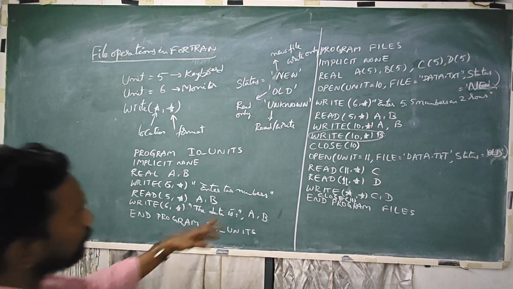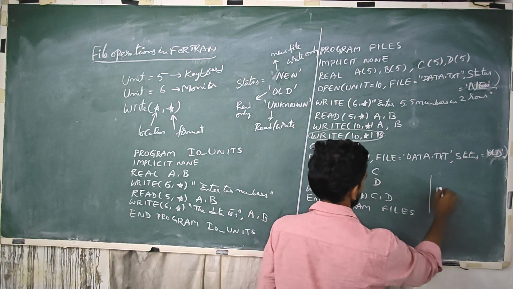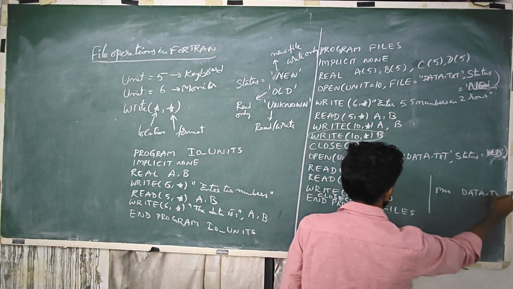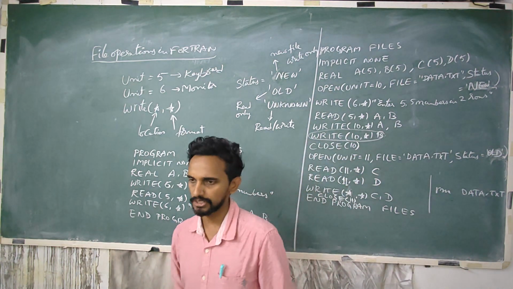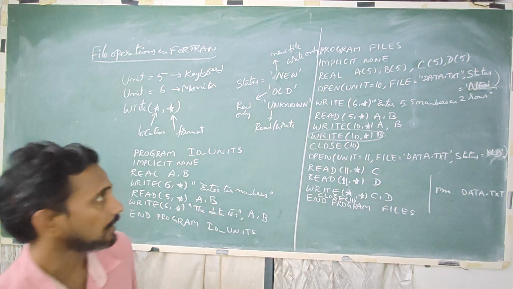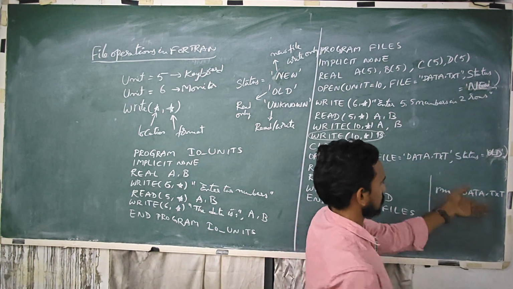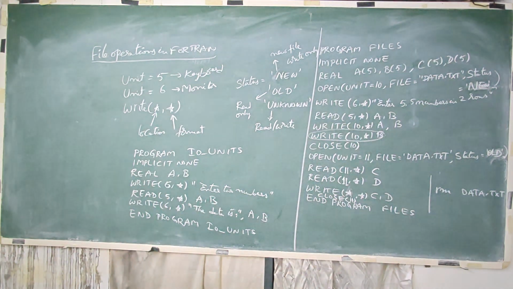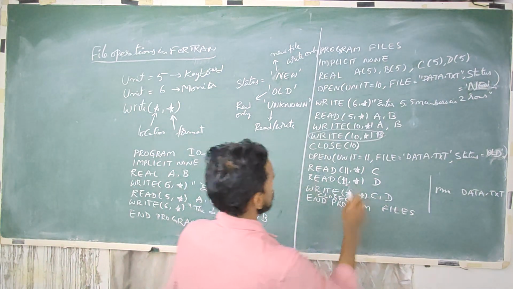So before you go for these modifications, you have to remove the file. So in the DOS prompt, you have to type rm space data.txt. Otherwise, this new operation will not work because the file already exists. You'll get an error.